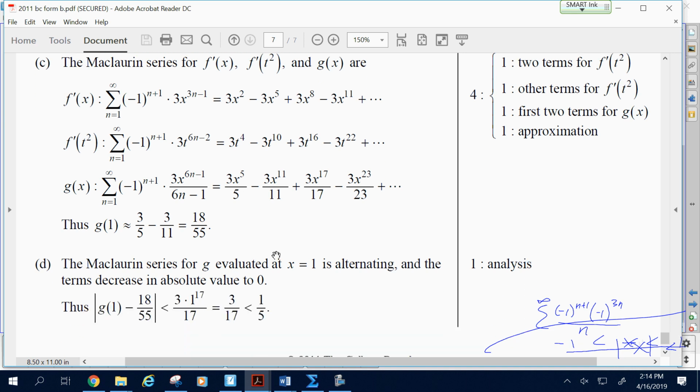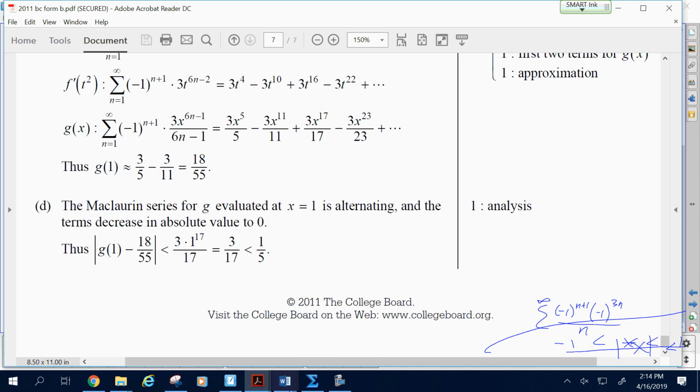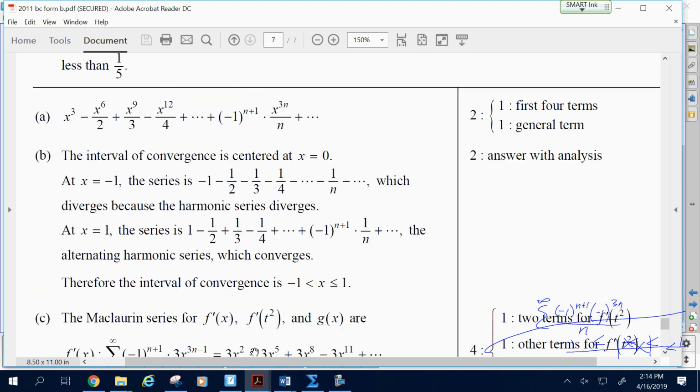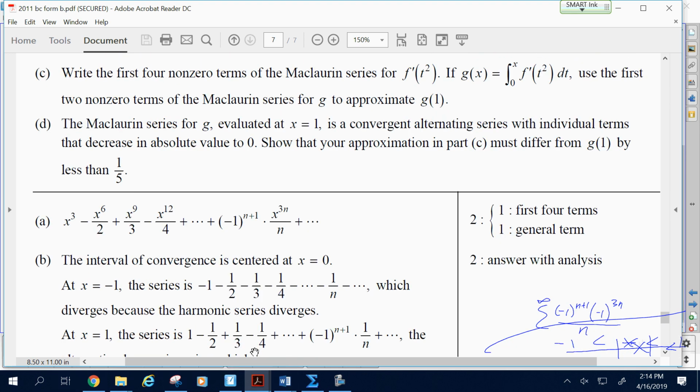Part D. Now, I told you this before, and I'll tell you again. Sometimes they meet the conditions for alternating series for you. Sometimes you have to meet them. They said in the question, they're meeting the conditions. You never use the alternating series error bound unless the conditions are met. They told you it was an alternating series with individual terms that decrease in absolute value to 0. That's the phrase for alternating: the limit of the terms is 0 and decreasing. So they're saying the conditions for the error bound are met. You do not have to state them.